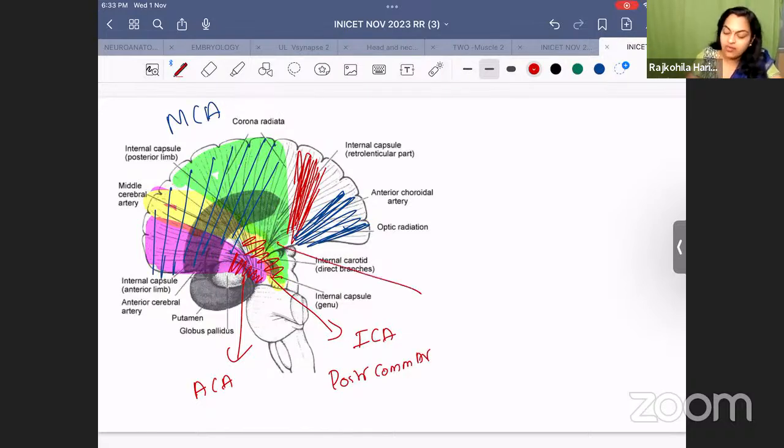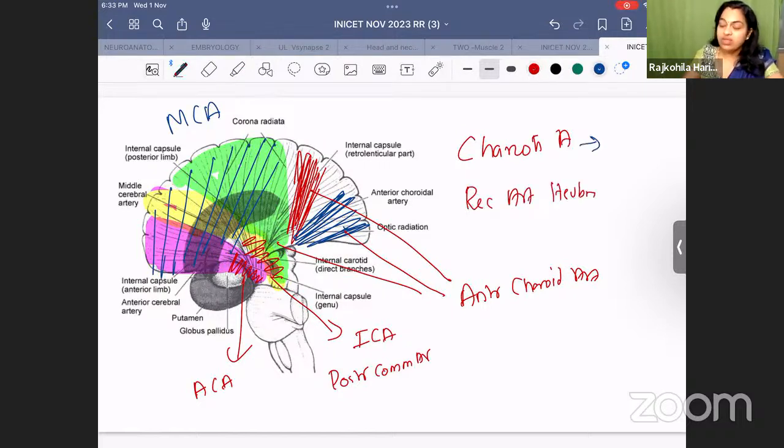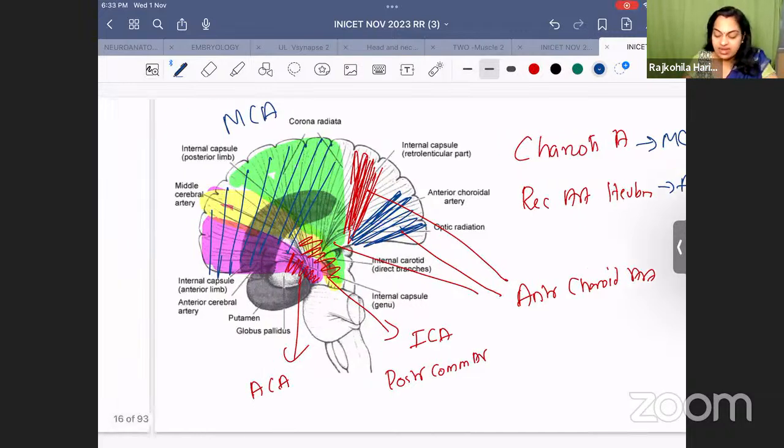The lower part of the posterior limb, the retrolentiform and sublentiform part, is supplied mainly by the anterior choroidal artery, which is again a branch from the internal carotid. Now, two named arteries, Charcot's artery and the recurrent artery of Huebner. What are they branches of? Charcot's artery is the artery of cerebral hemorrhage. It is a thin-walled vessel, and a rise in blood pressure can rupture it. It's a branch from the middle cerebral artery. Whereas the recurrent artery of Huebner is a branch from the anterior cerebral artery. So this is all about the internal capsule.